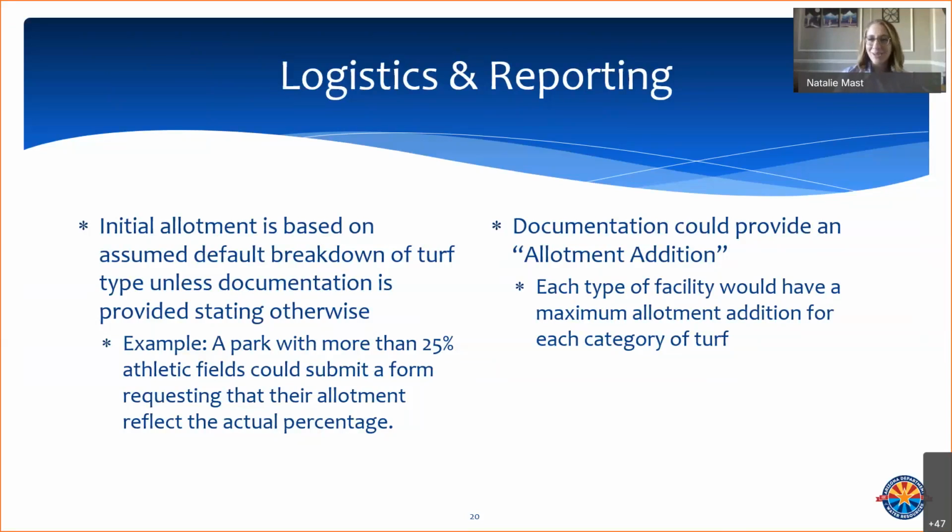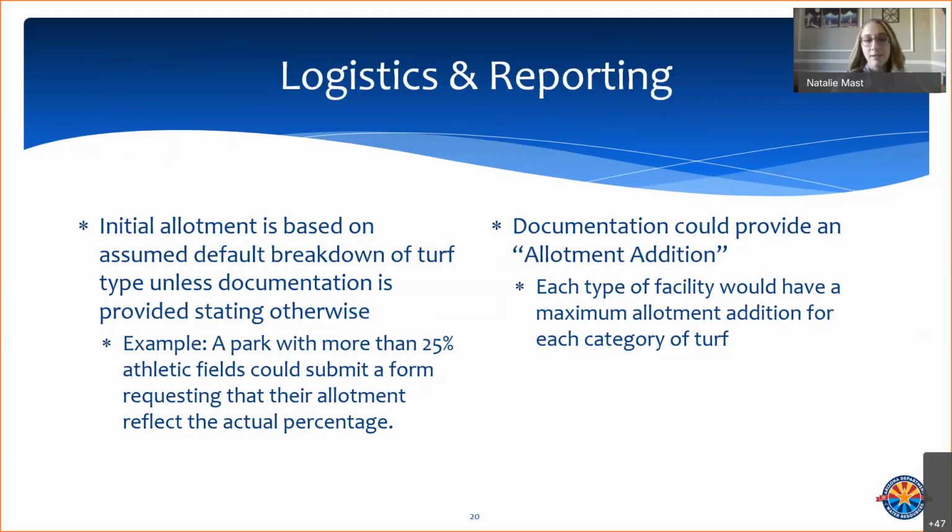We would create some kind of a standard form, documentation, and make sure that there's not too much of an administrative burden, both on the part of the facilities and on the part of ADWR in terms of processing those applications. We would also likely be looking, in terms of those requests on our side, for some kind of improvements, defining the boundaries of those athletic fields, for example, showing that those are more than just a decorative type of turf.